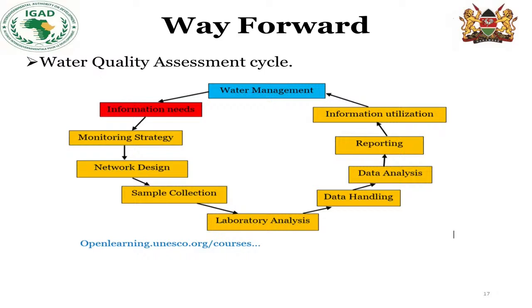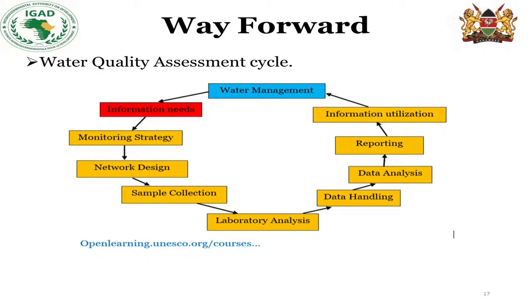Keeping in mind that under development of a monitoring program, we should keep in mind the water quality assessment cycle, whereby for us to manage water properly, we need to assess the information needs that we have. At this moment, for instance, we've identified that there is a gap: we do not have enough data to enable us to come up with informed decisions. Therefore, we need to have a way to have data for informed decisions. And therefore, we need to assess our information needs and then develop a monitoring strategy.